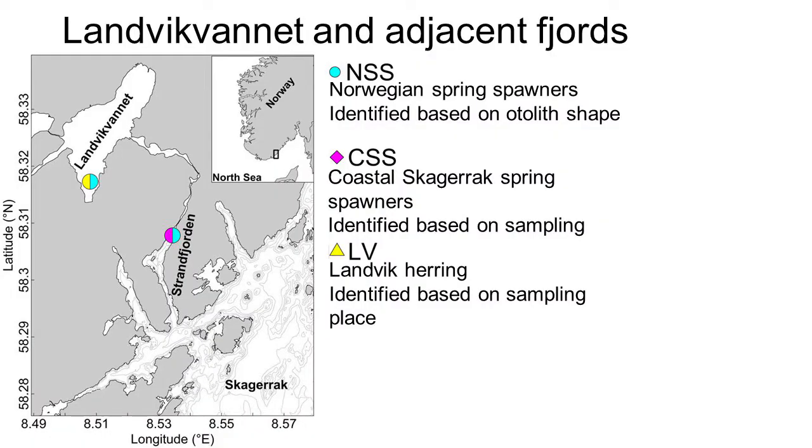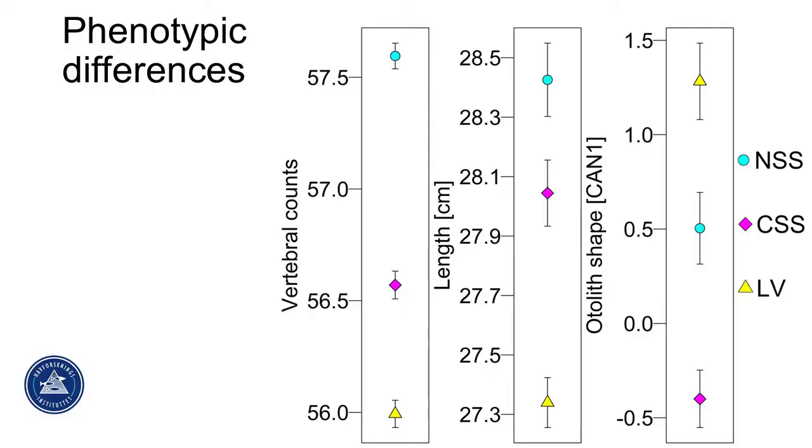When we're talking about Landvikvannet and the adjacent fjords, we have three different populations: Landvikvannet or Landvik herring itself, Norwegian spring-spawners, and coastal Skagerrak spring-spawners. Norwegian spring-spawning herring were identified based on otolith structures, whereas the other two are only identified based on the sampling location. Those sampled in Landvikvannet were defined as Landvik herring, and those outside are coastal herring. We have looked at phenotypic differences, for example, numbers of vertebrae, length at age, and otolith shape.